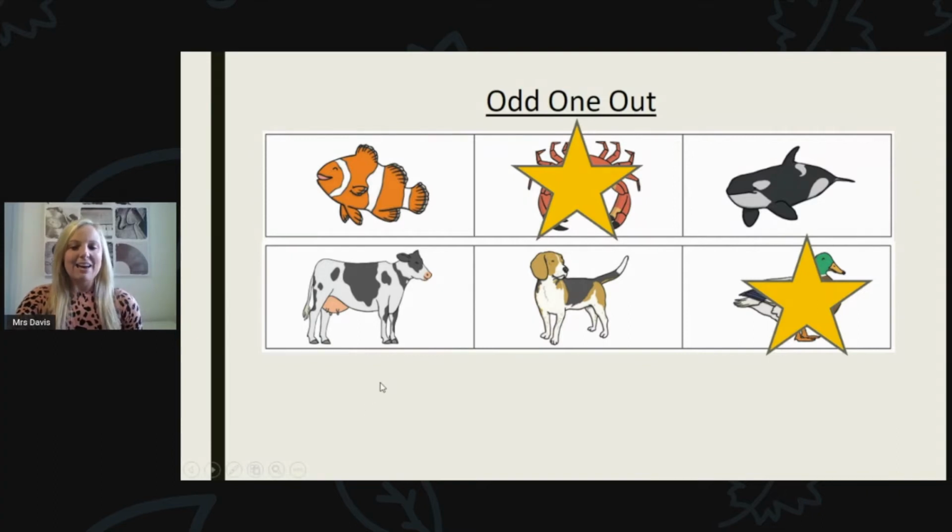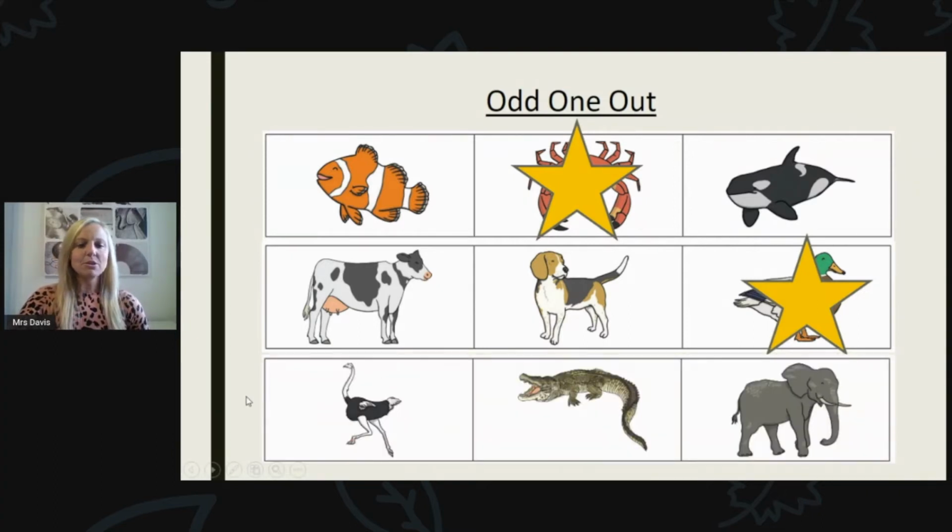Okay, and what about our next one? Oh, we've got an ostrich, a crocodile, and an elephant. This one is a bit trickier, maybe? Or are you thinking, no, it's not? Are you ready to find out? What do you reckon it is? You're right, it's the crocodile. The ostrich and elephant are also both mammals. Okay, super job. Well done, guys.